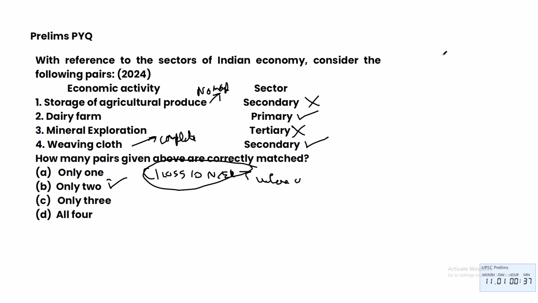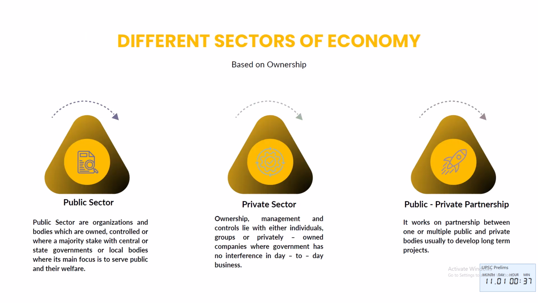So let's look into the next part, the different sectors of economy based on ownership. Public sector, private sector, and PPP. See, public sectors are organizations which are owned and controlled, or where the majority stake is with the central or local government or even state governments, where the main focus is to serve the public and their welfare. Like railways, defense, police. These are all coming under the public sector.